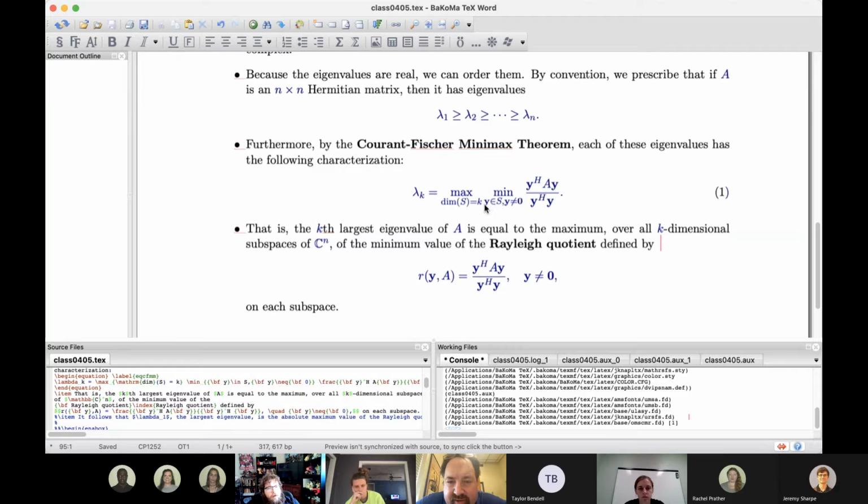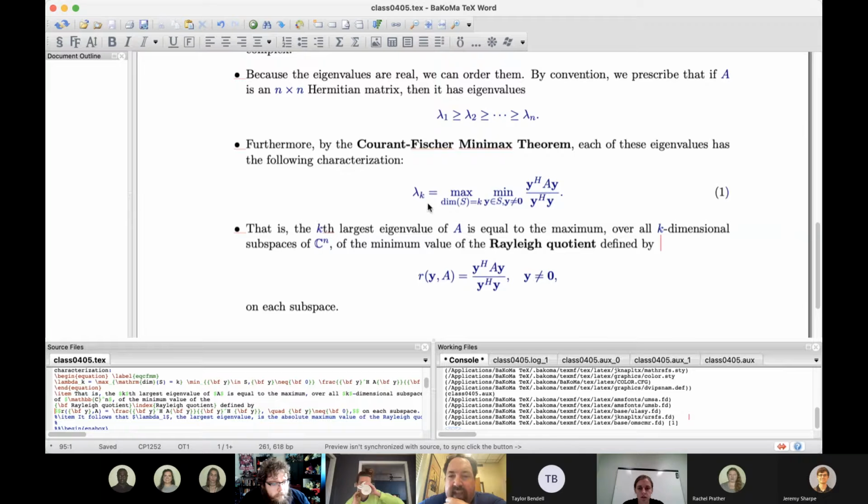What you can do is consider that a one-dimensional subspace would only consist of a single direction. So all the vectors in this one-dimensional subspace are parallel to each other. So then there's only one possible value of a Rayleigh quotient. In other words, the min is inconsequential because there is only one value. But then you're taking the maximum over all those values. Well, that's going to be the largest eigenvalue. So that's lambda 1. So that's the case k equals 1.